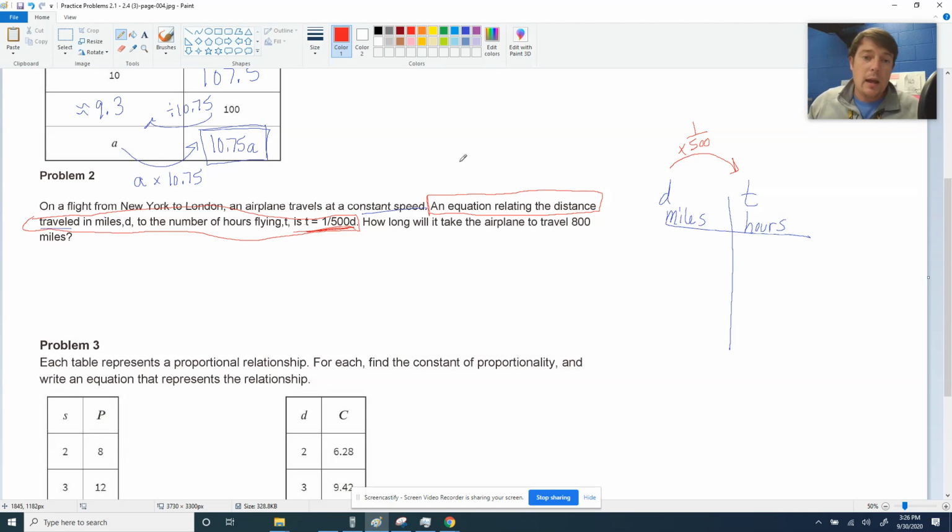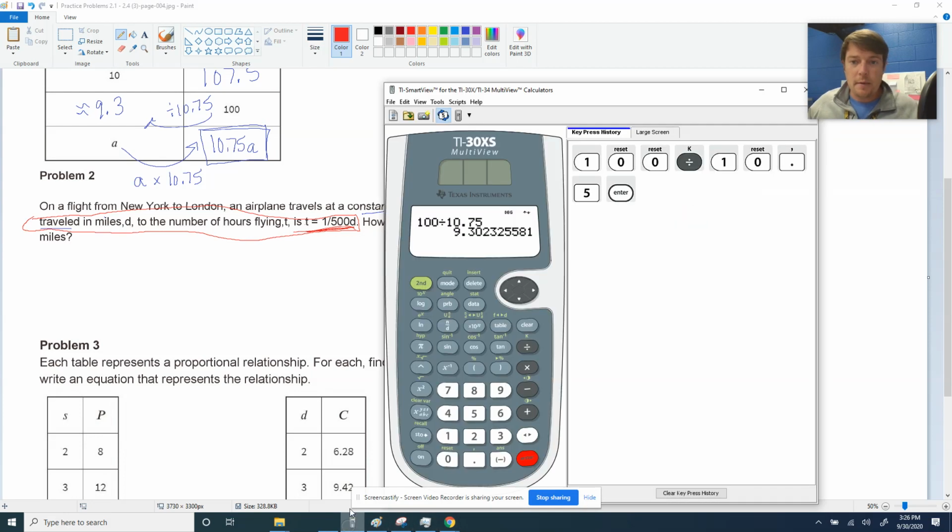So the question is, how long is it going to take this airplane to go 800 miles? Well, 800 is going to go here because it's under the miles. And just follow what our table just told us to do. We're going to find T by multiplying D miles by 1/500. So you can pull up a calculator for that.